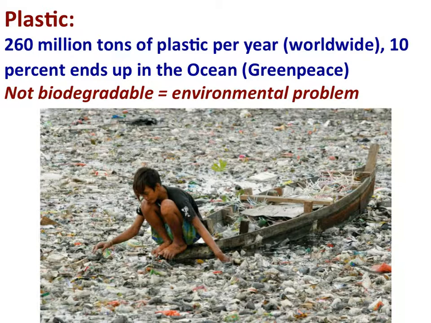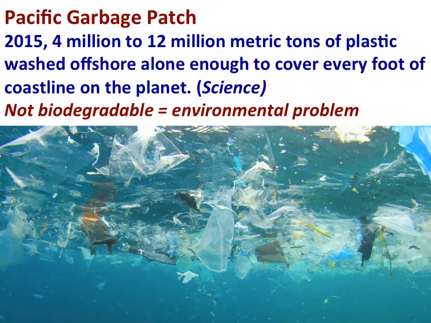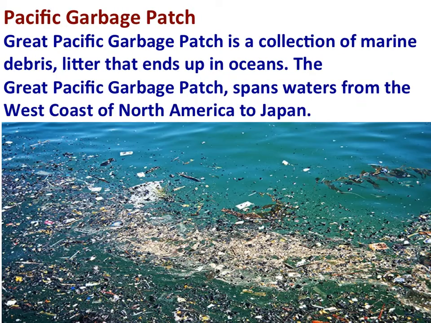260 million tons of plastic are released into the environment as waste every year worldwide, and 10% ends up in the ocean. In 2015, 4 million to 12 million metric tons of plastic washed offshore alone, enough to cover every foot of coastline on the planet. The Great Pacific Garbage Patch is a collection of marine debris, litter, that ends up in the oceans. The Great Pacific Garbage Patch spans waters from the west coast of North America to Japan.